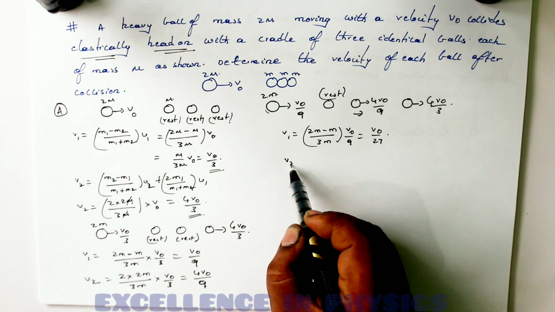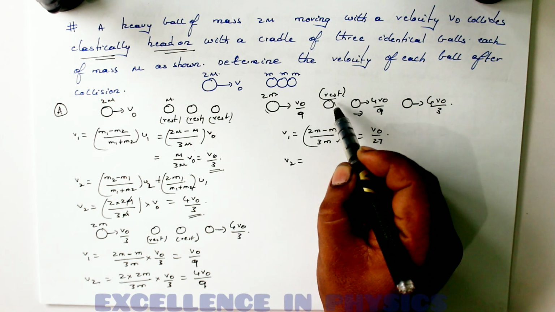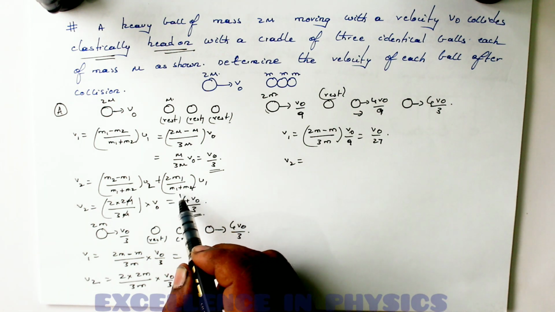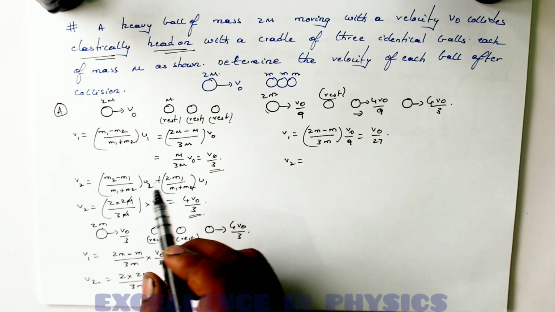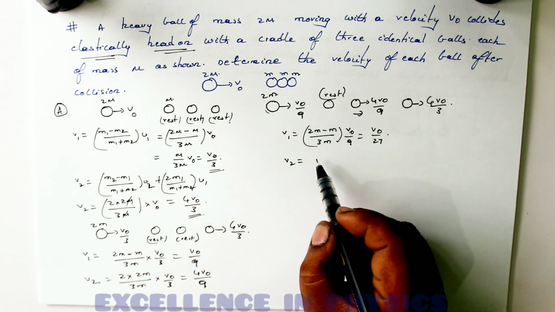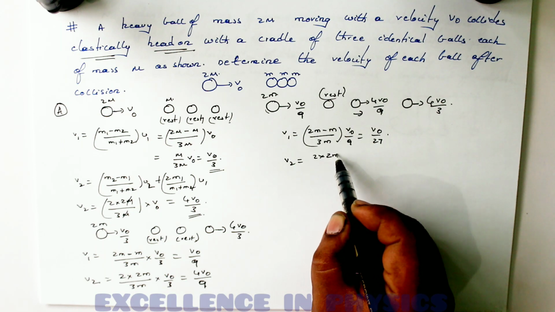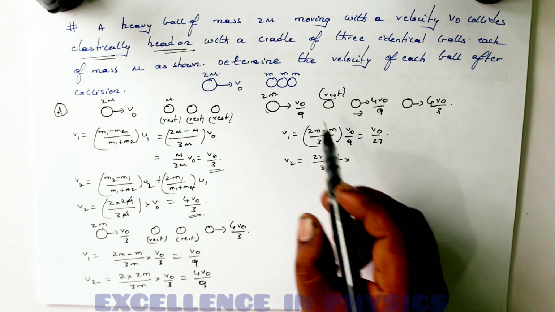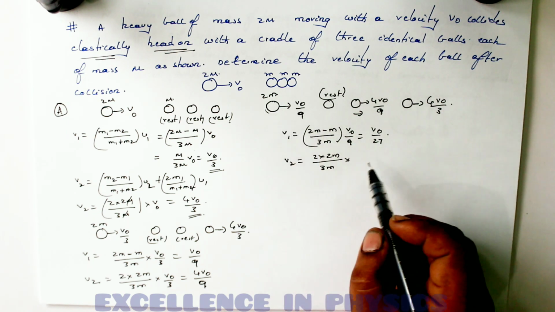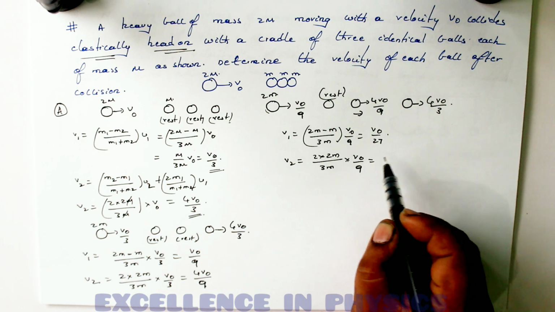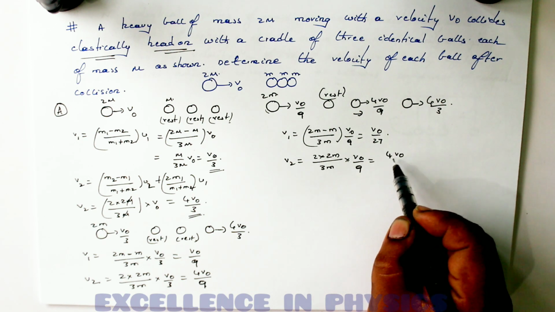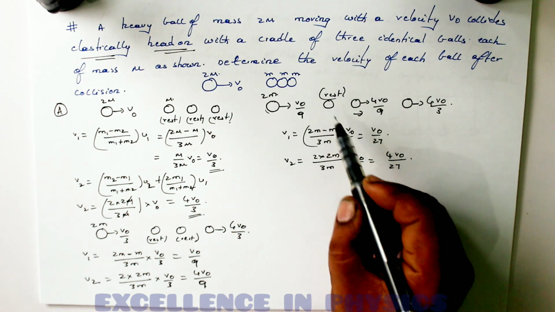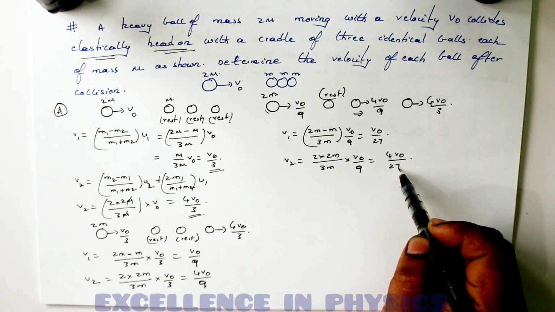Similarly I can calculate v2, that is the final velocity of this first target ball, which was in rest position. For this one, again I can use the relation 2m by (m1 plus m2) into u1, because u2 is again 0. Therefore 2 into 2m divided by 3m into, so the initial velocity of this 2m was V naught divided by 9. So this is equal to 4 V naught divided by 27, as 3 nines are 27. Now this first target ball starts moving with a velocity of 4 V naught by 27.